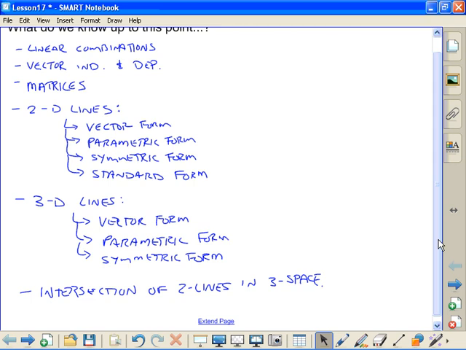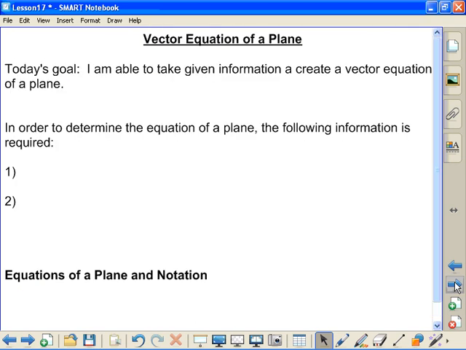We're going to move on to our next topic, and now we're looking at the vector equation of a plane. Up to this point I've been talking about lines. I've made references to planes, and you can think of a plane as a piece of paper, just infinitely long. You can't see the edges unless I draw them. Today I'm able to take given information and create a vector equation of a plane. That's all I'm looking for today: straight knowledge and understanding.